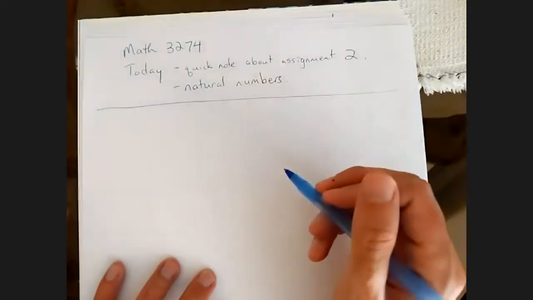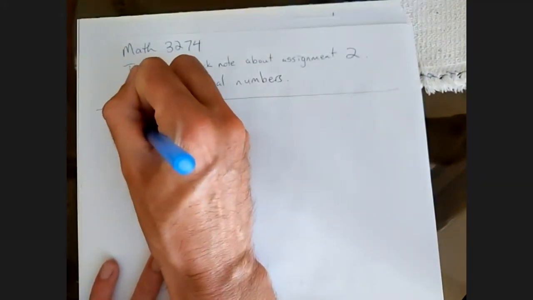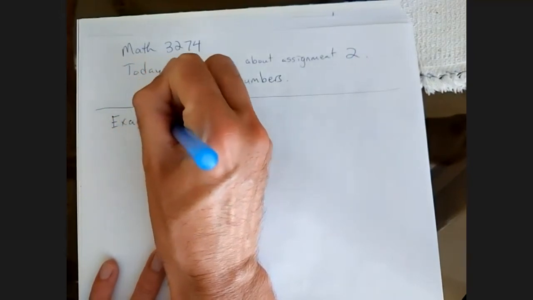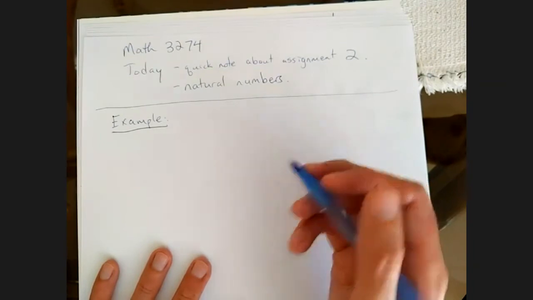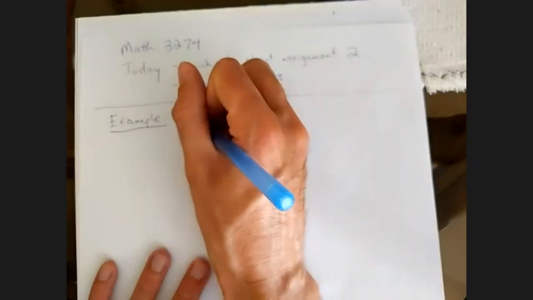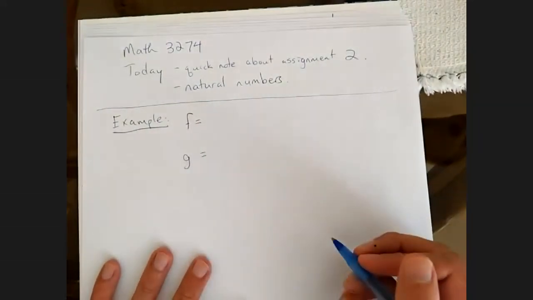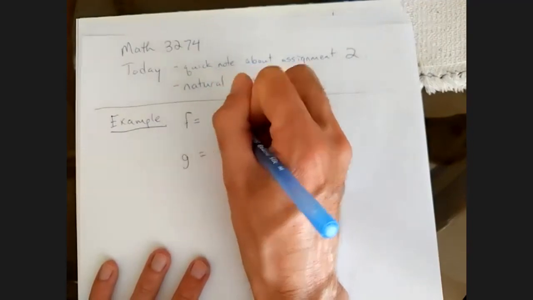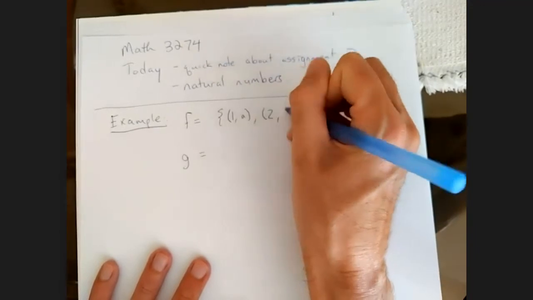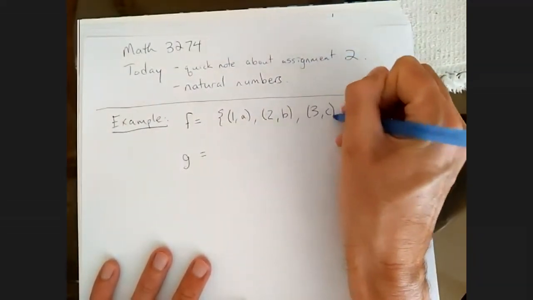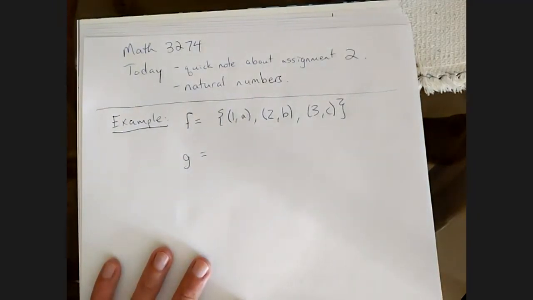So first, a quick note about assignment 2, just to do a little bit of an example. We're going to have f and g. These are going to be two one-to-one functions. Maybe f sends 1 to A, f sends 2 to B, f sends 3 to C. This is a one-to-one function. It has an inverse, all that nice stuff.